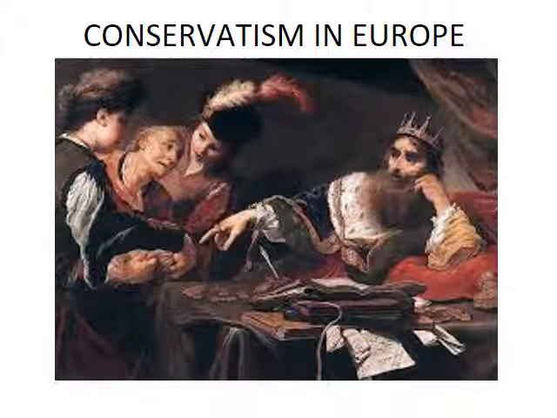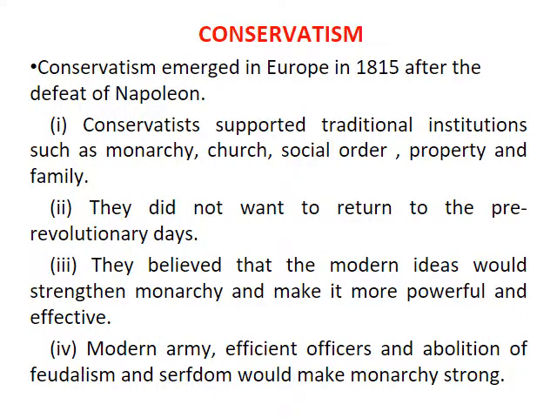Conservatism in Europe. Conservatism emerged in Europe in 1815 after the defeat of Napoleon in the Battle of Waterloo. Conservatives supported traditional institutions such as monarchy, church, social order, property, and family. They did not want a return to the pre-revolutionary days. They believed that modern ideas would strengthen monarchy and make it more powerful and effective. A modern army, efficient officers, and abolition of feudalism and serfdom would make monarchy strong.